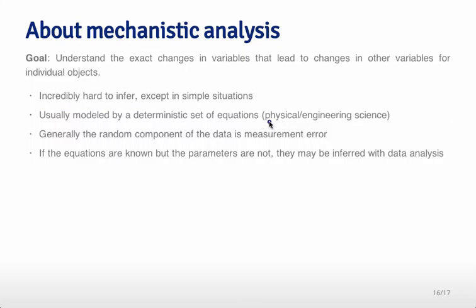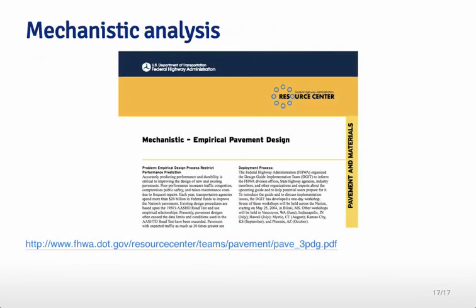The most common applications where this is possible are in the physical or engineering sciences, where some more simplified models can describe a lot of the action that's happening. And generally, the only random component when you're doing a mechanistic analysis is measurement error, as opposed to any of the other types of variation you might see in data.